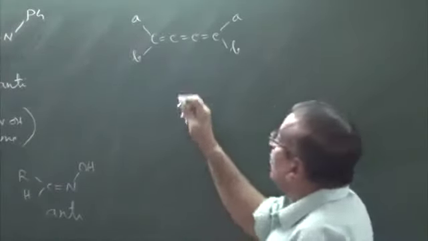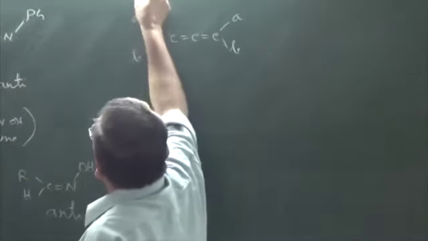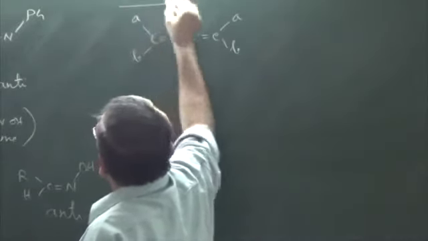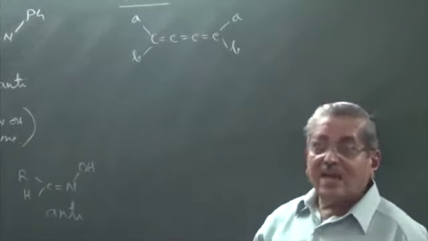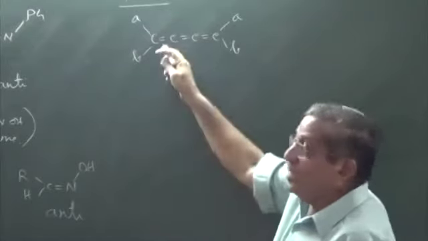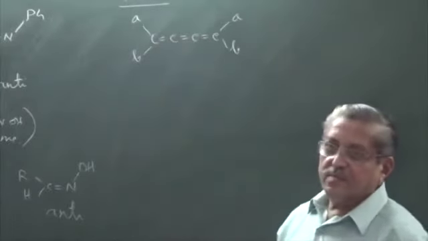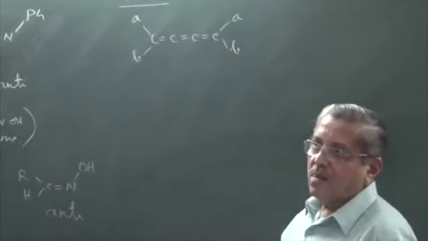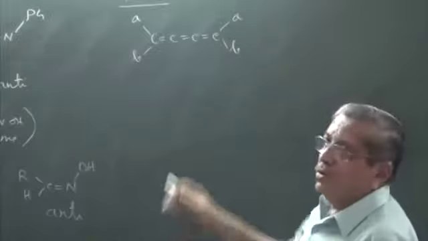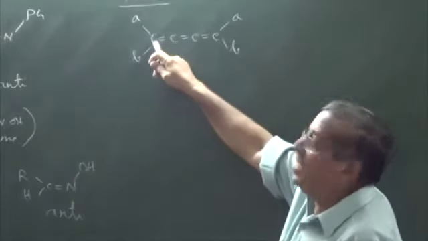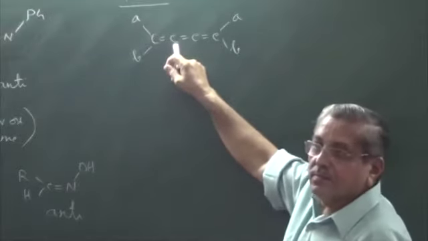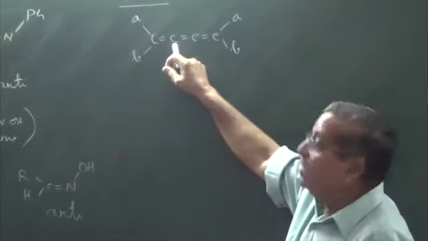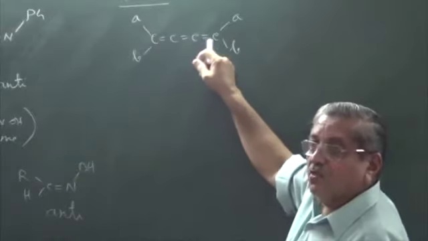Now, these are called allenes. What are allenes? Allenes are a class of compounds where the double bonds repeat one after the other on consecutive carbon atoms. Say, this carbon atom is sp2 hybridized. What about this one? sp. This one? sp.